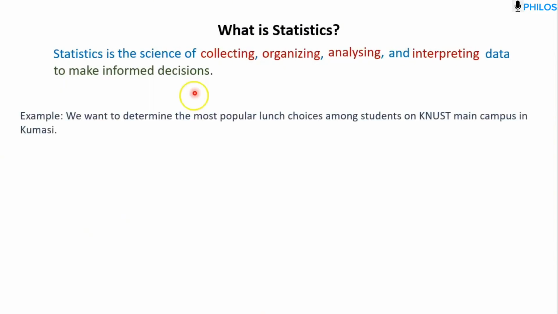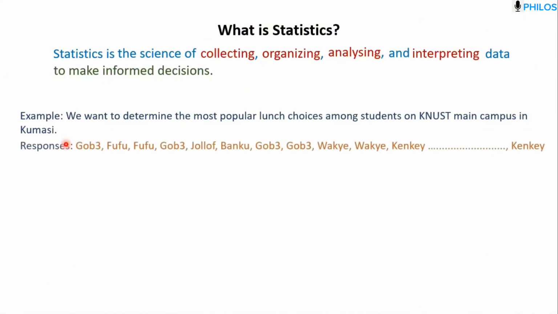Now let's say we want to determine the most popular lunch choices among students on KNUST main campus in Kumasi. Like, we want to know the food that these students mostly take during lunch. To know that, we can collect data by asking students about the food they often take at lunch. So let's say we randomly pick some 910 students and we ask them that question. The first student we asked said gobe, another one said fufu, another one said fufu, the next person also said gobe, the next person said jollof, the next person said banku, the next person said gobe, the next person said gobe, another person said wache, and so on.